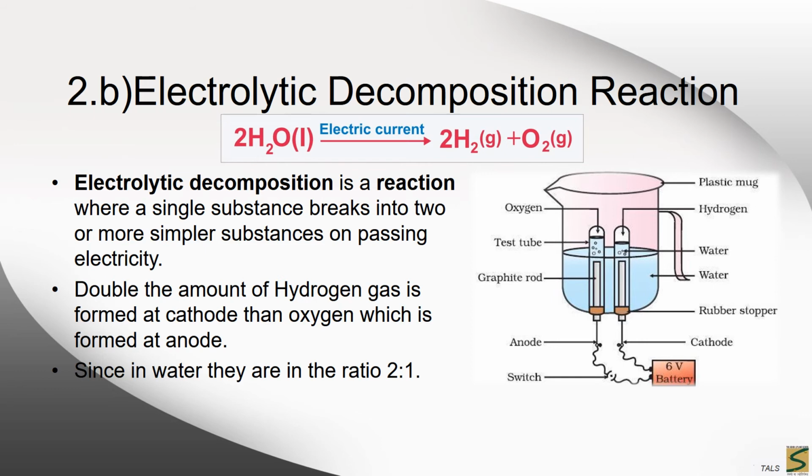Double the amount of hydrogen gas will be formed at the cathode when compared to oxygen formed at the anode. That is because in water, the ratio of hydrogen to oxygen is 2:1. Such reactions where a reactant breaks down to form simpler substances using electricity are called electrolytic decomposition reactions.